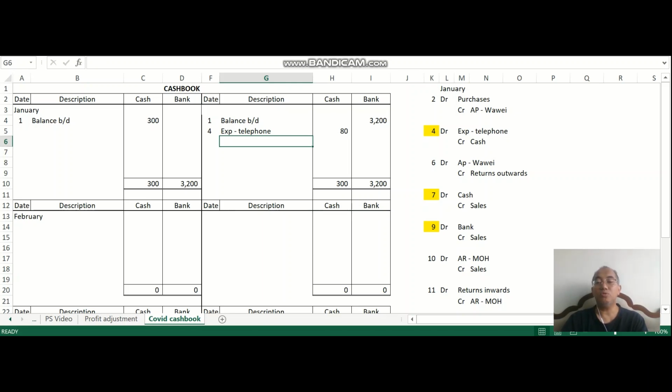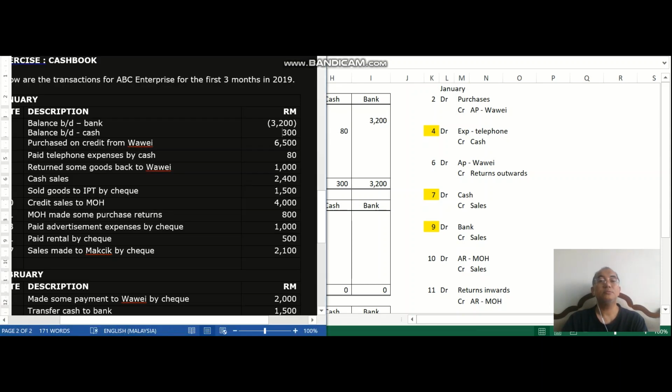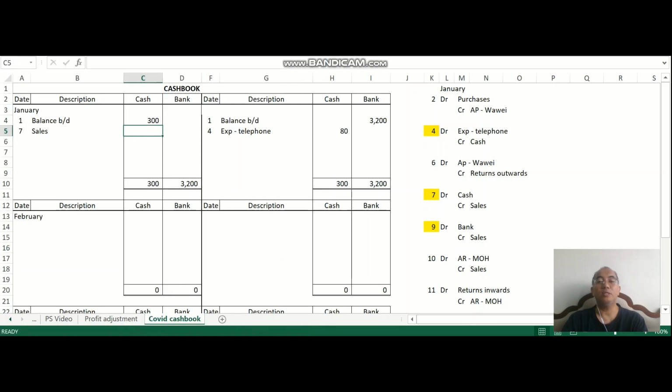Okay, move on to the 7th of January. We can see the word cash over here, so cash is debit. I go to the debit side and under cash. So we do sales. What date? 7. How much under cash? 2,400.